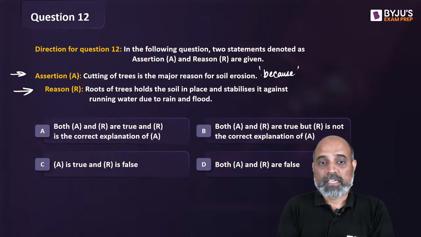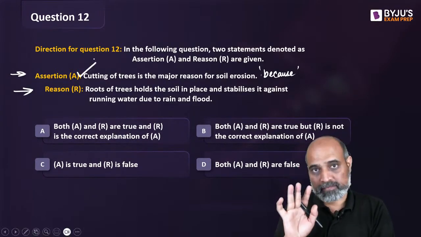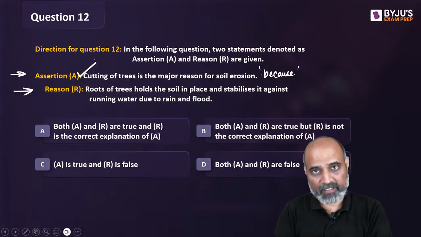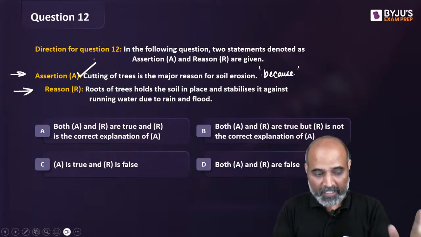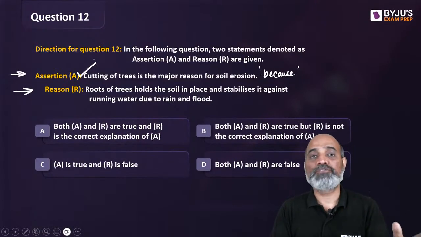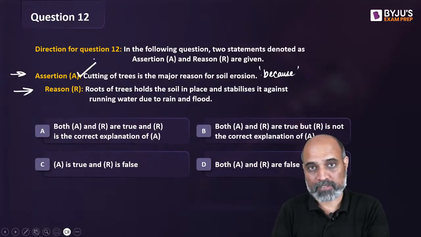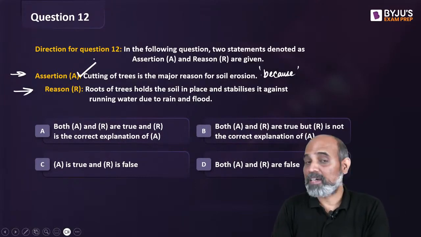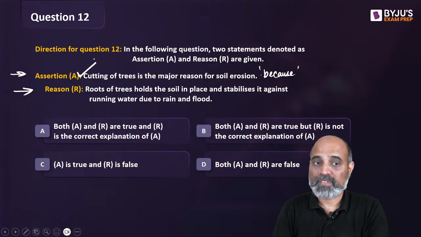तो देखो, ये एक सच बात है, ठीक है? Forget about assertion and reasoning. This is a fact in itself. Cutting deforestation is one of the biggest reasons. It's actually the biggest reason why soil erosion happens. Now, this is a part of science or maybe general awareness. अगर आपको नहीं पता है तो उसमें आप कुछ कर भी नहीं सकते हो, ठीक है?